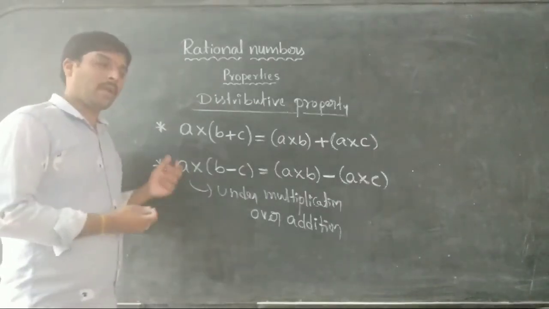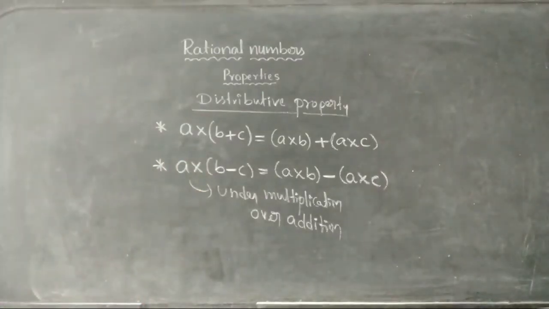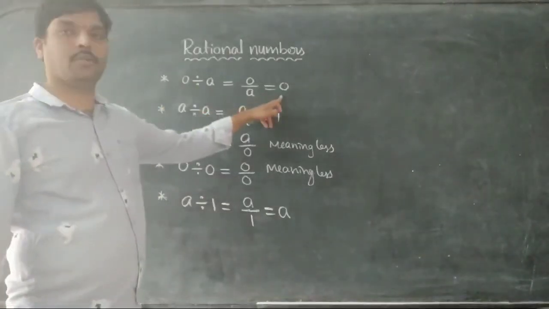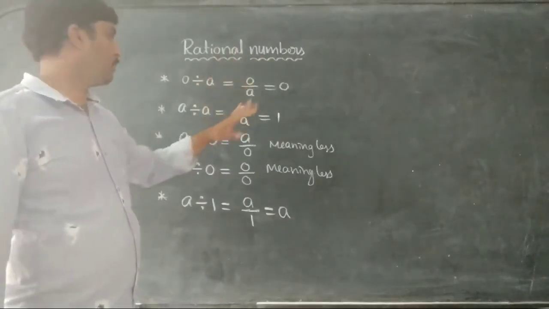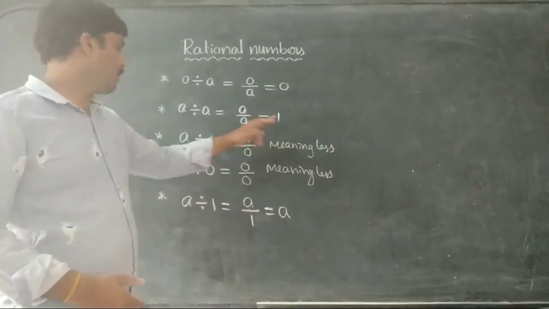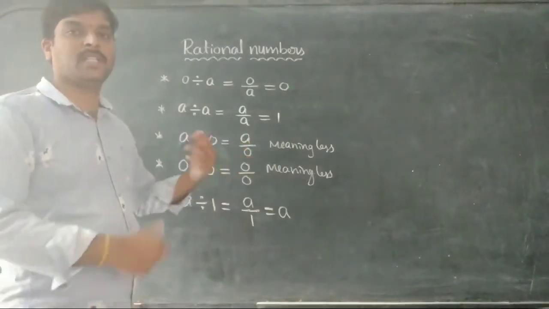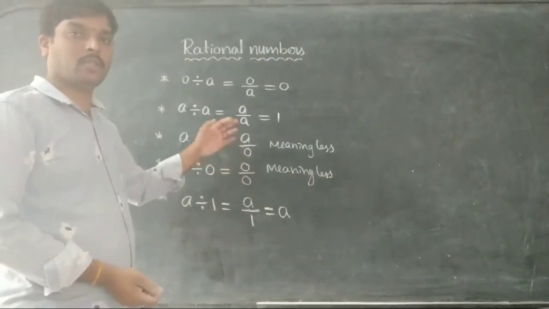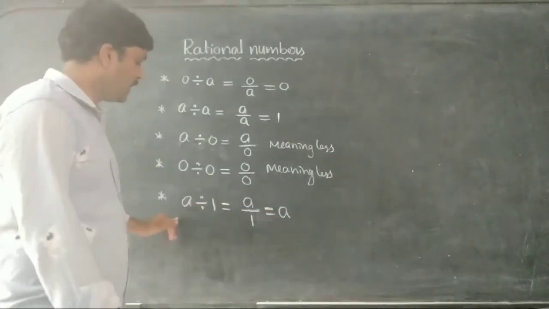Just some normal points, just listen. See here, 0 by anything is 0. 0 by 1, 0 by 2, 0 by 3, everything is 0. A by a, a number by itself, has value 1. Next, a by 0, a divided by 0, is meaningless, meaning it is not possible to find. Similarly, 0 by 0. Anything by 0, 2 by 0, 3 by 0, 4 by 0, 100 by 0, is also meaningless, not possible to find. Next, a divided by 1.